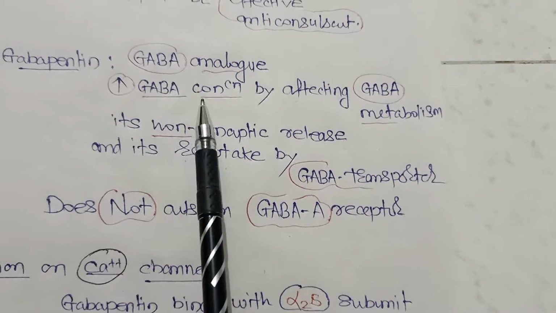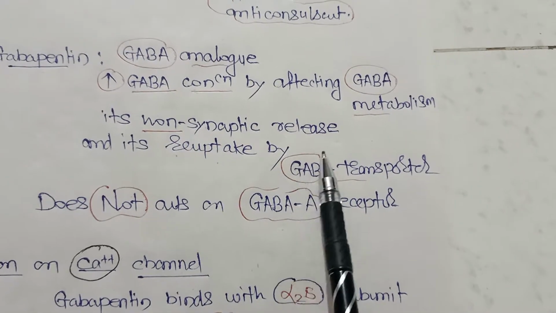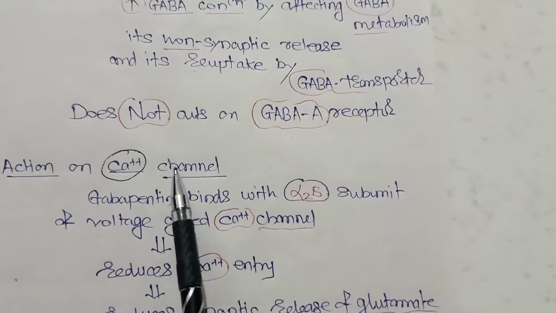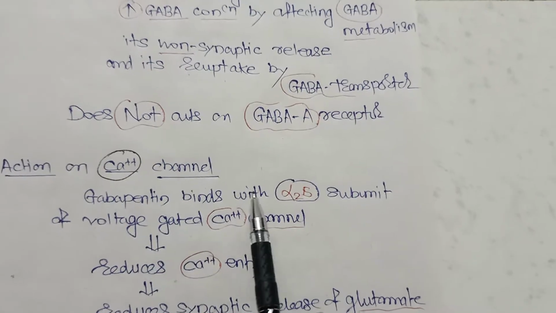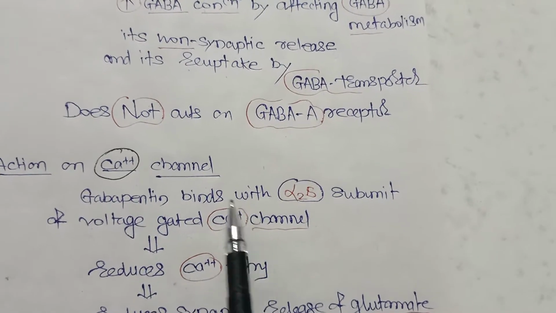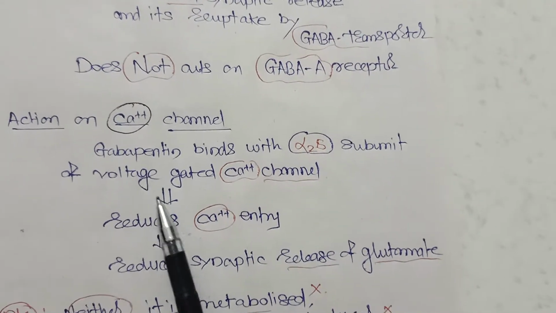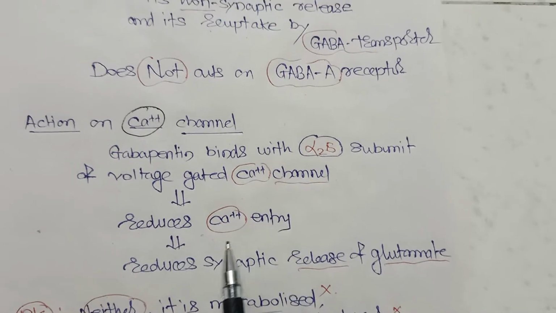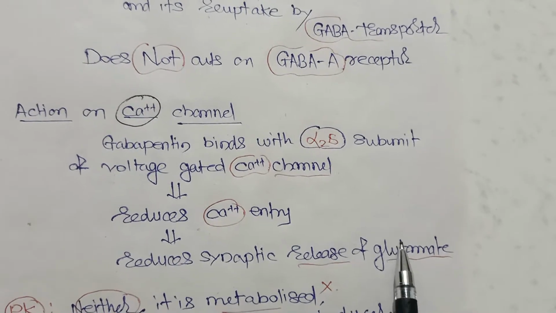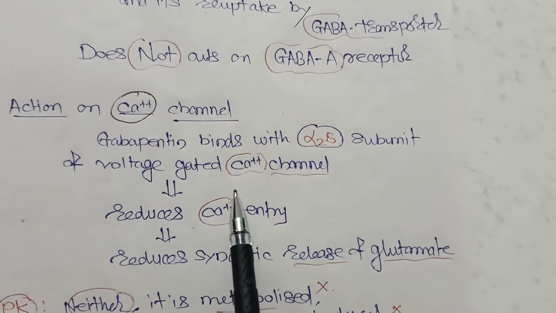It increases GABA concentration by affecting the GABA metabolism, its non-synaptic release and its reuptake through the GABA transporter, but it does not act on the GABA receptor. There is action on the calcium channels. Gabapentin binds with the alpha-2 S subunit of the voltage-gated calcium channel. That reduces the calcium entry, and that's how it reduces the synaptic release of the glutamate, which is an excitatory neurotransmitter, and that's how it exerts its anticonvulsant action.